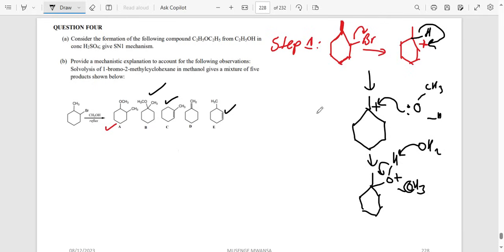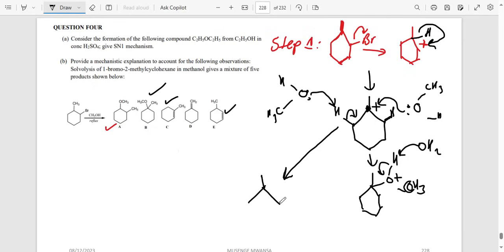This is B. This same structure which is here can also go in an E1 mechanism. Look at where the positive charge is. Look at a carbon one step away from where the positive charge is. But if I look at this one or this one, it is all the same. So I'll just use one in this case. So what can happen is that the same alcohol will come in. This is coming to grab this hydrogen. This bond breaks to form a double bond. So that's a double bond that is resulting.